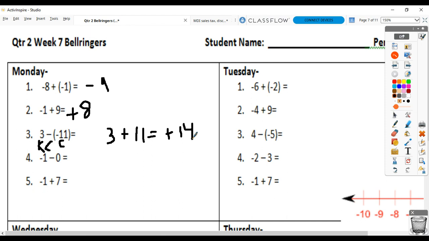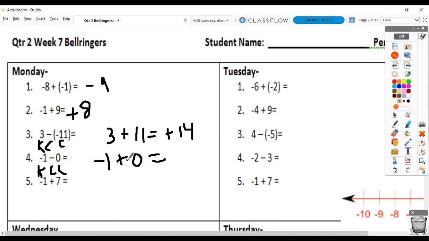And I know these are a lot of rules, and we will go slower when I get back tomorrow, but this is a good way to start it. So let's look at number 4. Okay, it's a subtraction problem, which means I have keep, change, change. So keep is under -1, so that means I keep -1. The change is under subtraction, so I change subtraction to addition. And then the change is under -0. Well, I change it to the opposite sign, so the opposite of negative is positive, so I change it to +0.